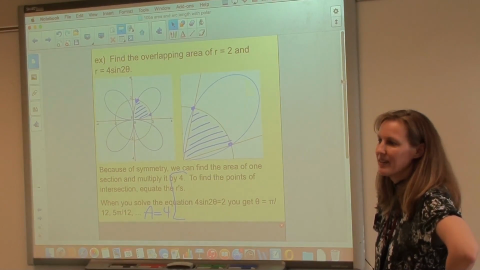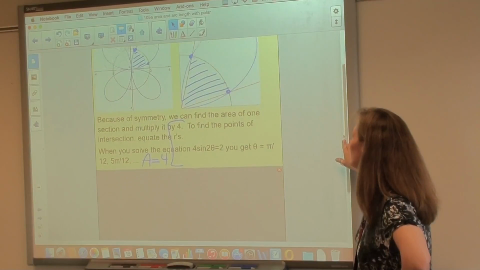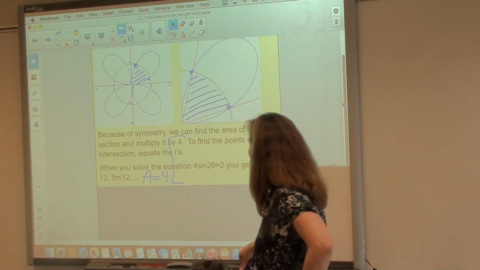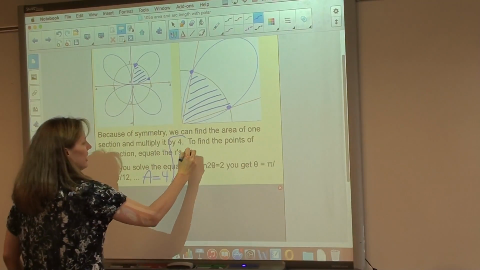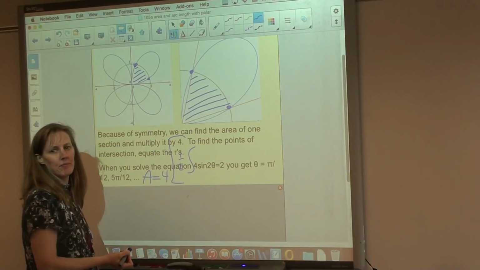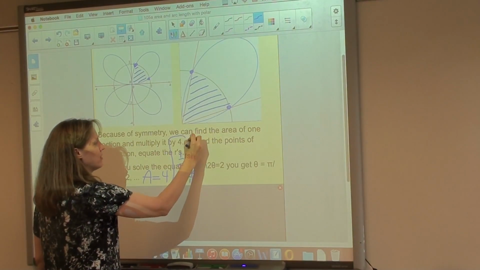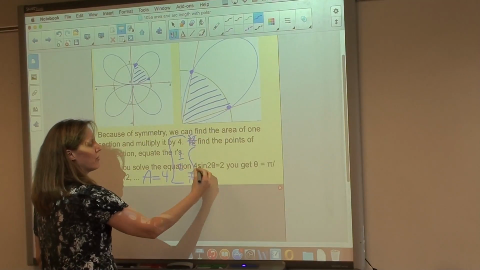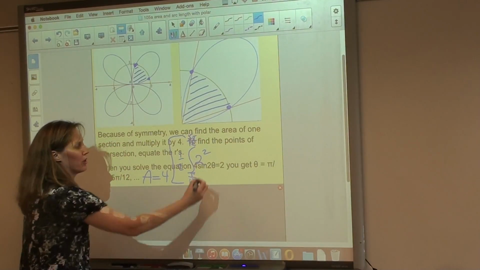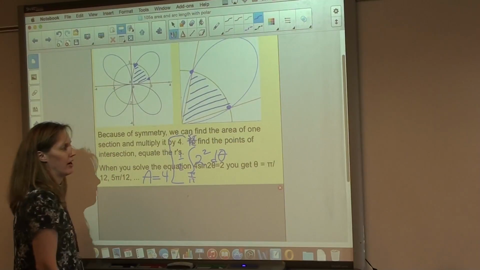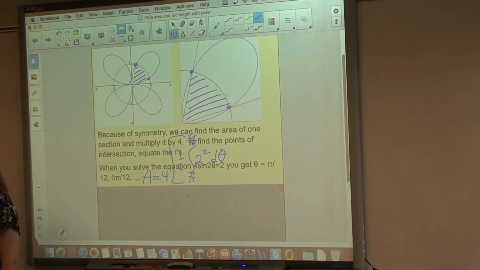Okay, so the sector of the circle, you all got 1/2 integral from what to what? Pi over 12 to 5 pi over 12 of radius squared, right? 2 squared d theta? Good.